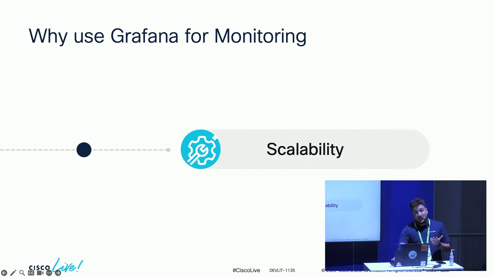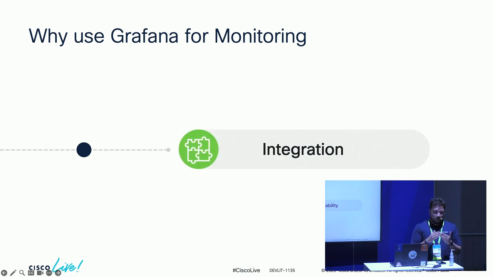Another word is scalability. If you begin with just one PC or with two CPUs and some memory, it's possible to monitor, and you can scale this easily. So with Grafana, it's easy to scale out and scale up. And we have a lot of integrations that you can use.